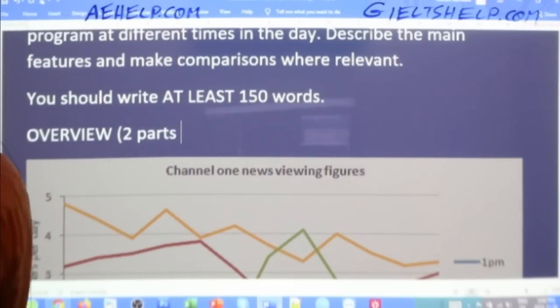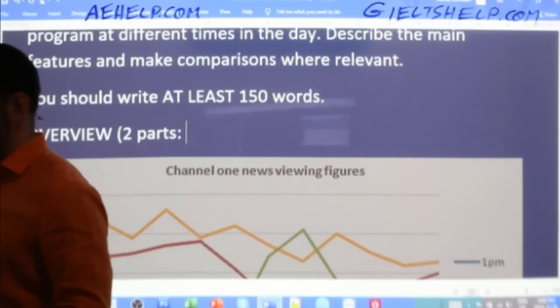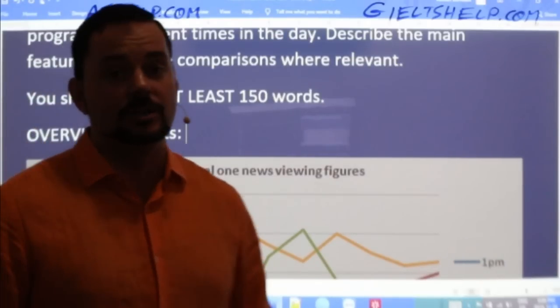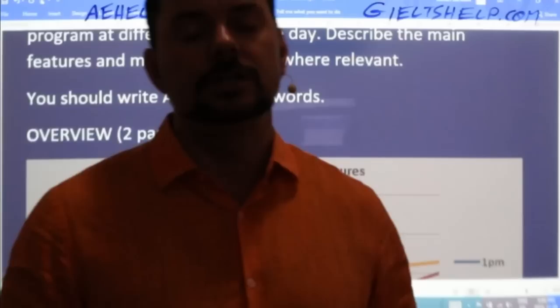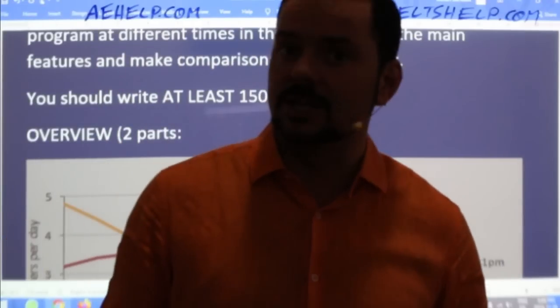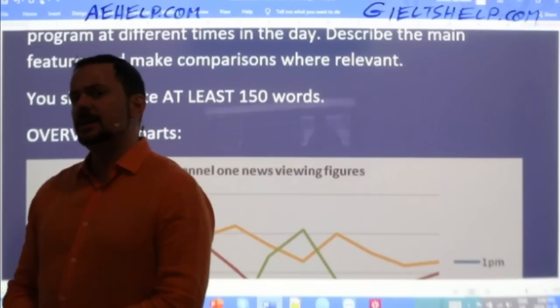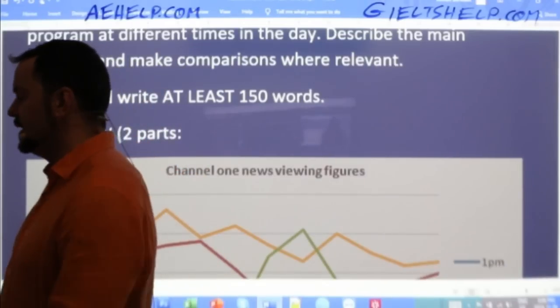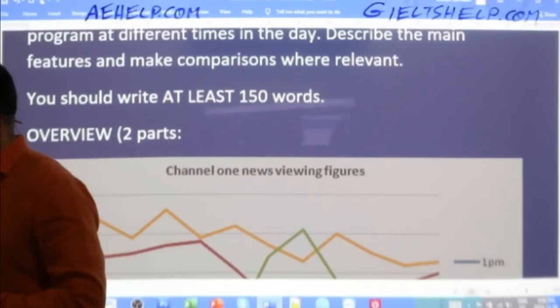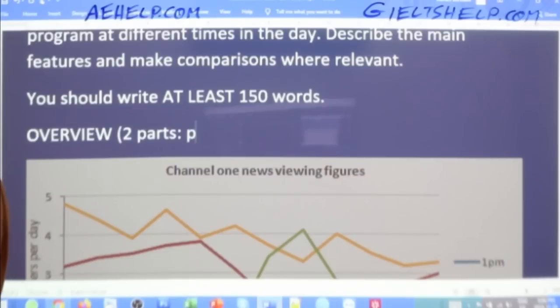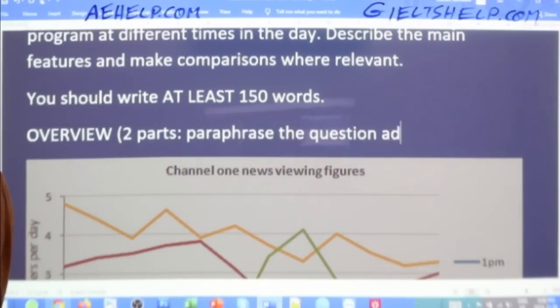The overview is the introduction. Again, so many times students ask me, do I need an overview and an introduction? No, the overview is the introduction for this expository essay. So you don't have to analyze yet. You can leave the analysis for the next step. So just hold off on that. So for now, just paraphrase the question, add details.